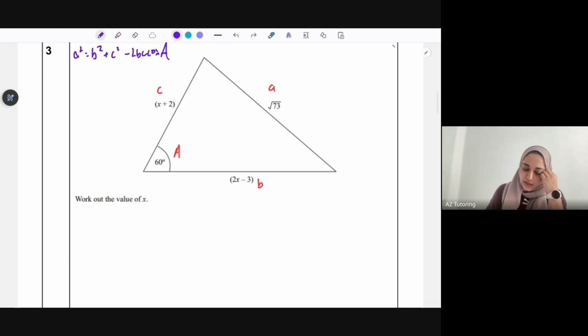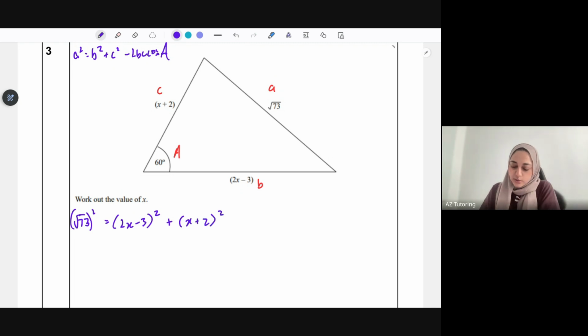So a squared, let's plug everything in. A squared is root 73 squared, right? So that's a, equals b squared. B squared is 2x minus 3 squared. C squared is x plus 2 squared. And then we've got minus 2 times b, which is 2x minus 3. Let me write that 3 a bit better. Times c, which is x plus 2. Cos of angle A, which is 60.